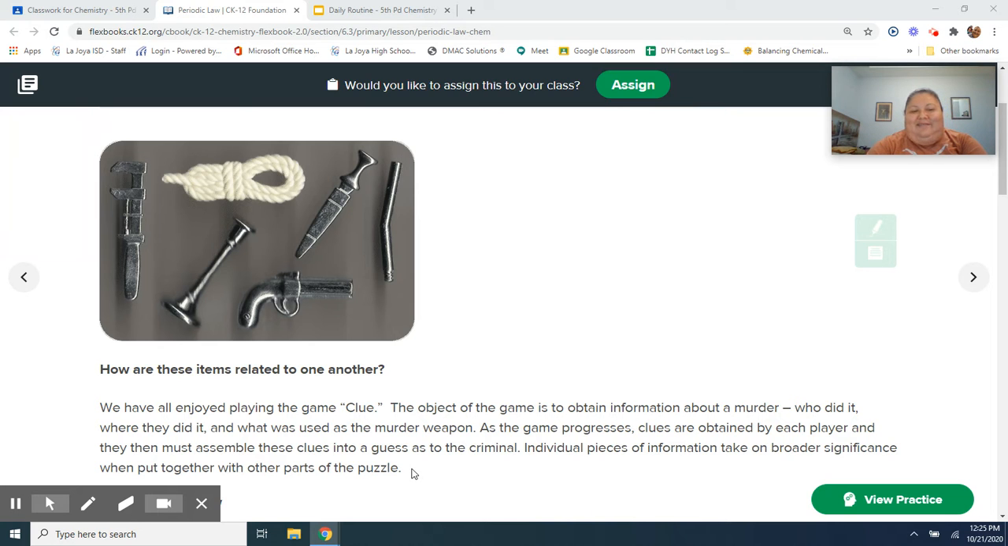Yeah, we have all enjoyed playing the game Clue. The object of the game is to obtain information about a murder. Who did it, where they did it, and what was used as a murder weapon. As the game progresses, clues are obtained by each player, and they then must assemble these clues into a guess as to the criminal. Individual pieces of information take on broader significance when put together with the other parts of the puzzle. Thank you, Oscar.